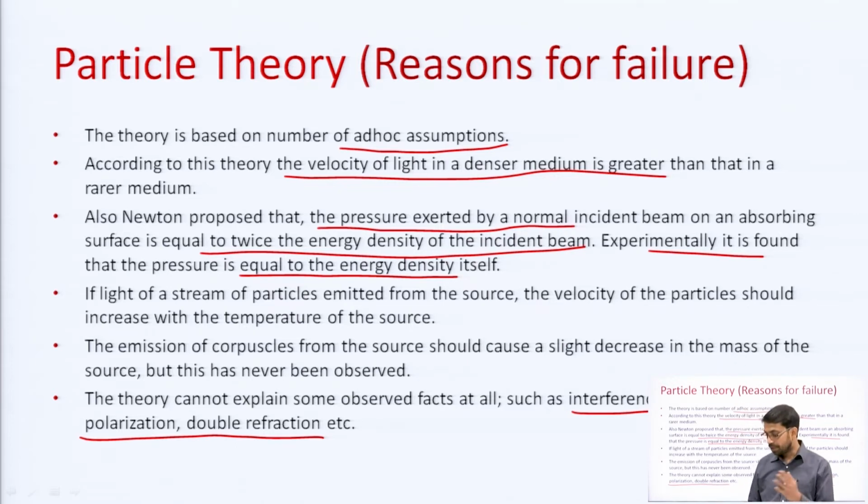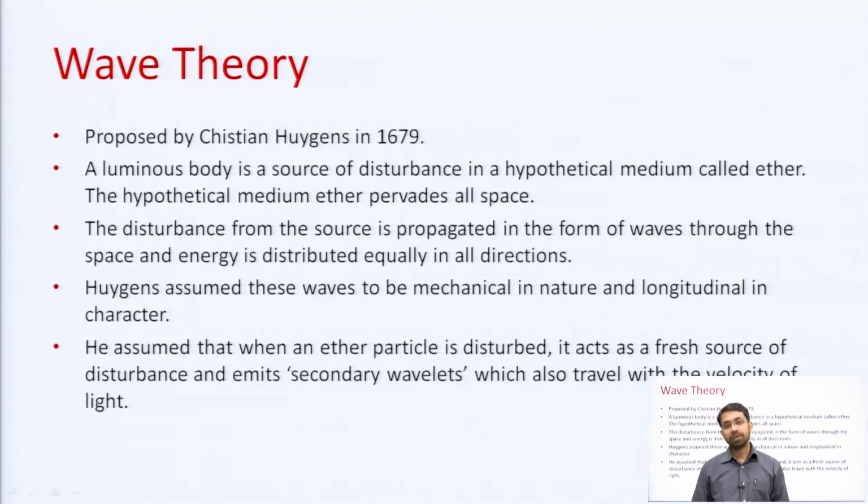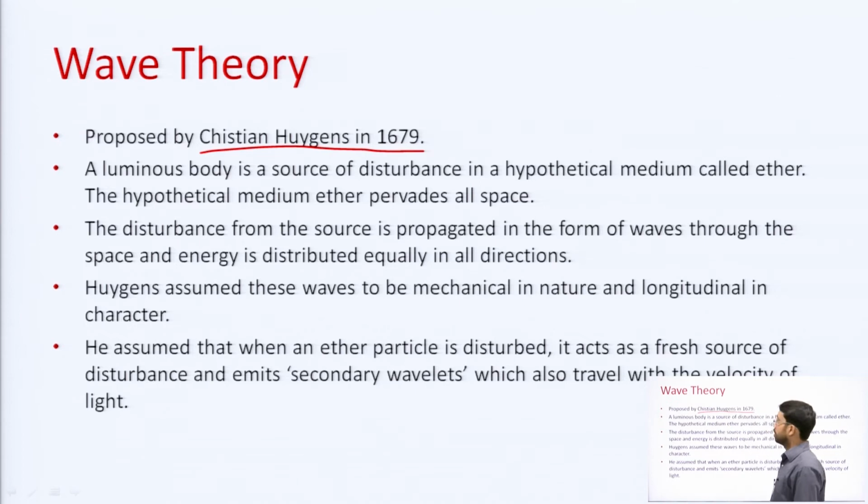After this came the wave theory. It was proposed by Christian Huygens in 1679. After around 19-20 years, another scientist, Christian Huygens, proposed a different theory, and he proposed that light is a wave. Light is a form of energy that travels in the form of waves through any medium.